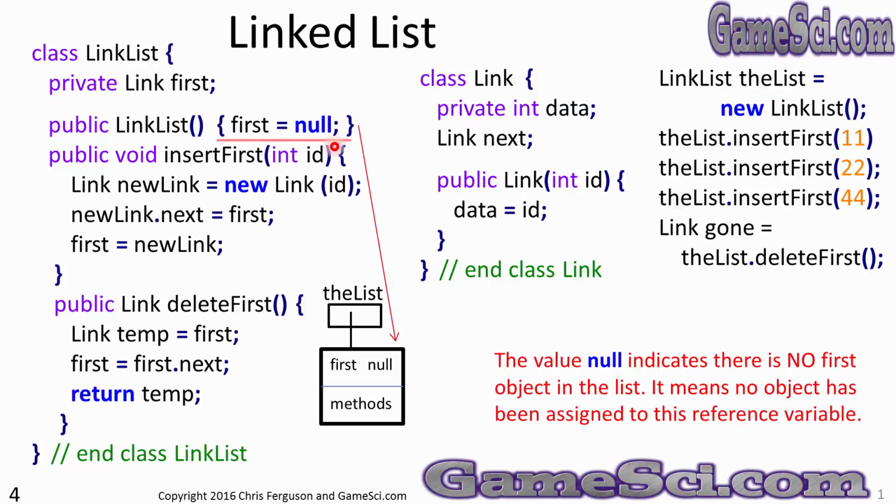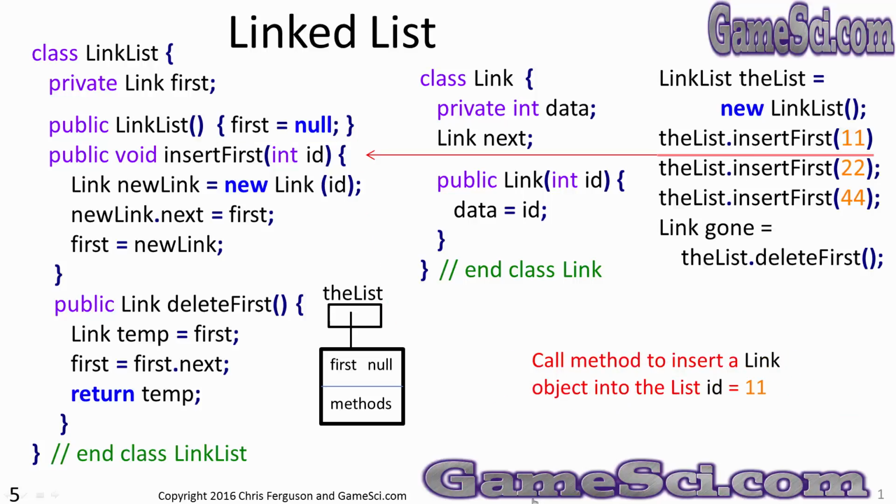And you see we do a first equals null. The value null indicates there is no first object in the list. Null literally means no object has been assigned to this reference variable. So the null in the first variable tells you we're dealing with an empty linked list, as you would expect it to be when it's first created. There are no items in our linked list at this point in time.